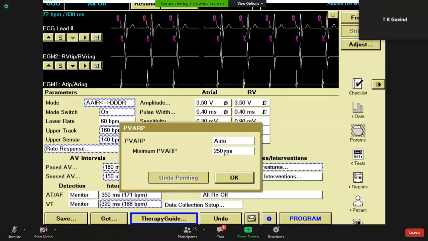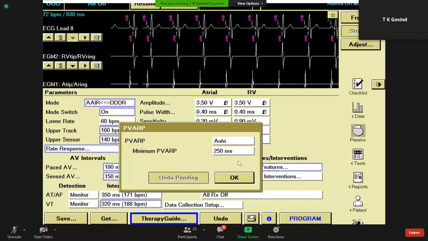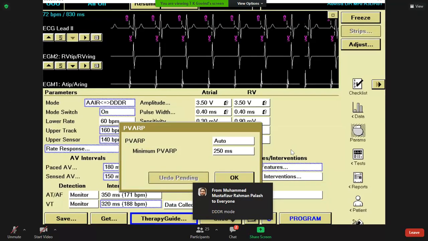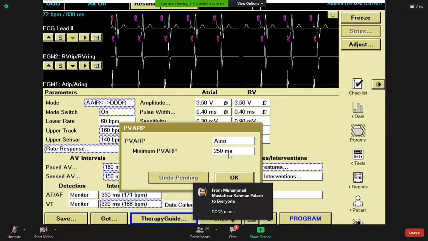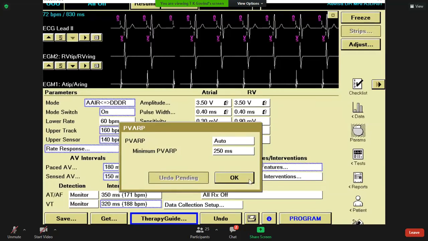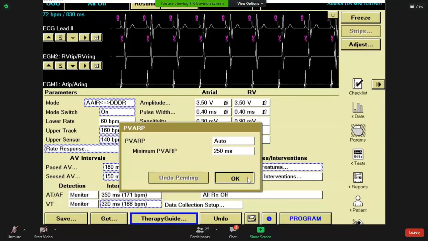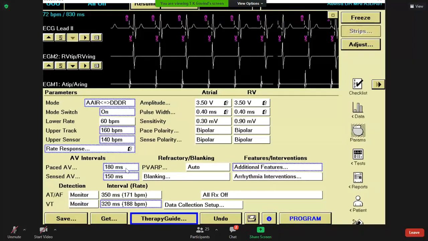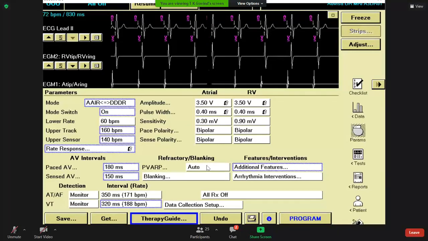But if you observe a retrograde conduction, try to program a minimum PVARP slightly longer than the V2A conduction time. You do V pace and look for a retrograde P, measure the interval, and this PVARP should be longer than the interval that you actually measure. So that should take care of the PMT as well. So that is the PVARP programming. And with rate adaptive AV delay and automatic PVARP, that is not becoming a serious consideration.